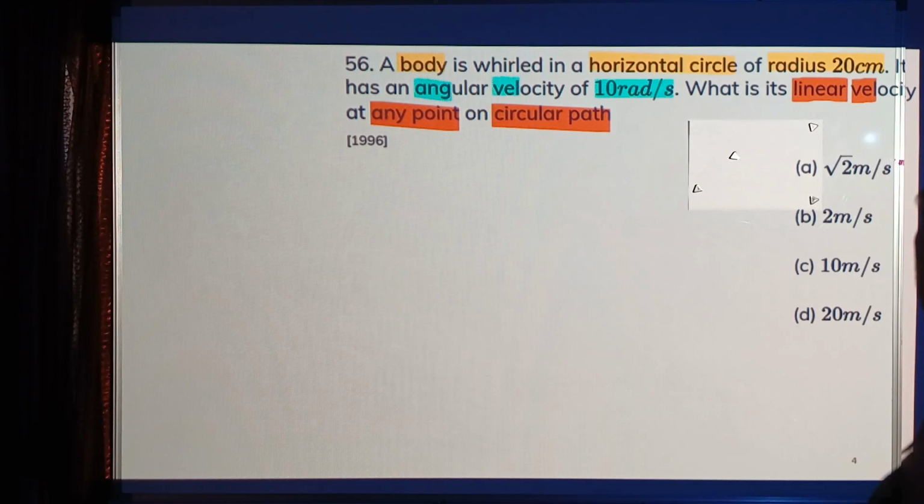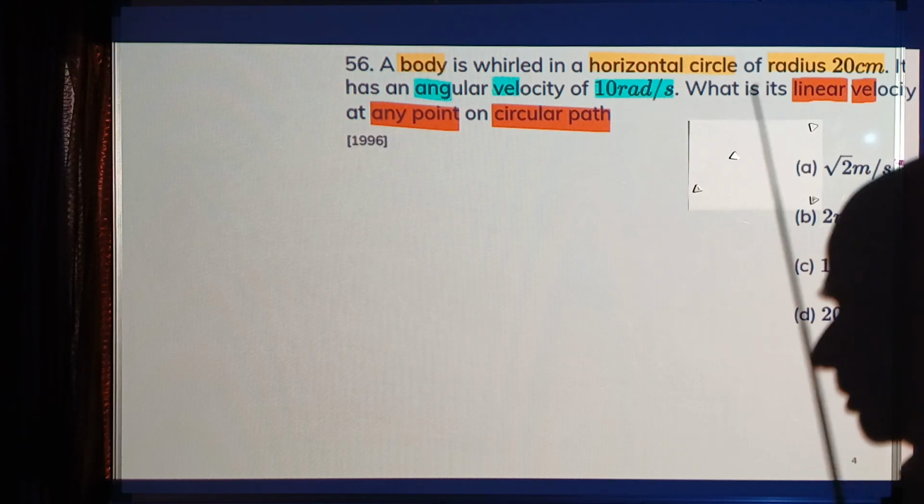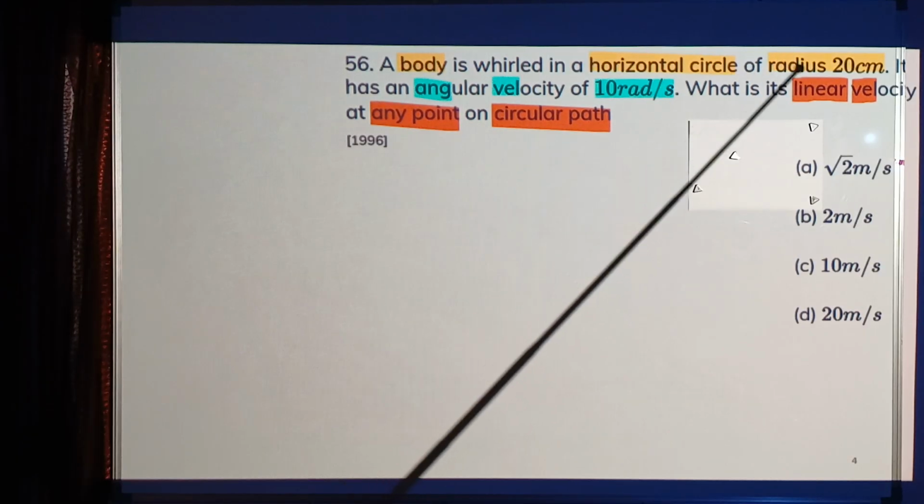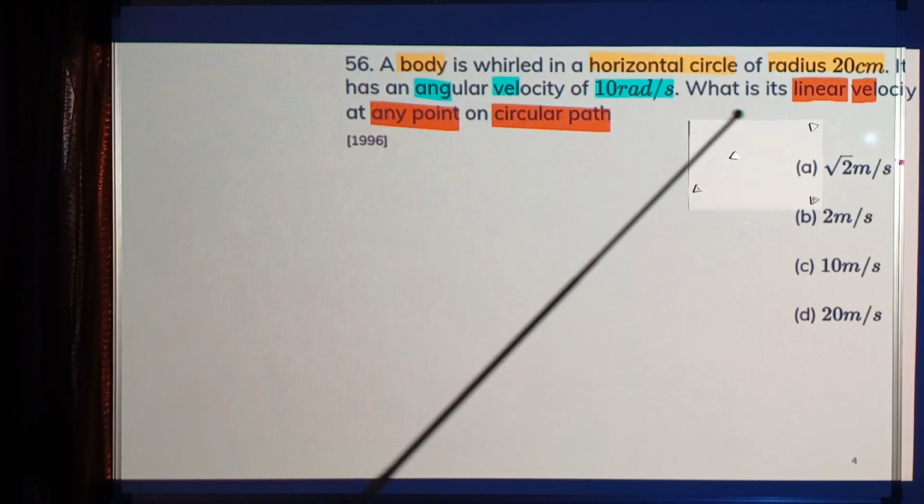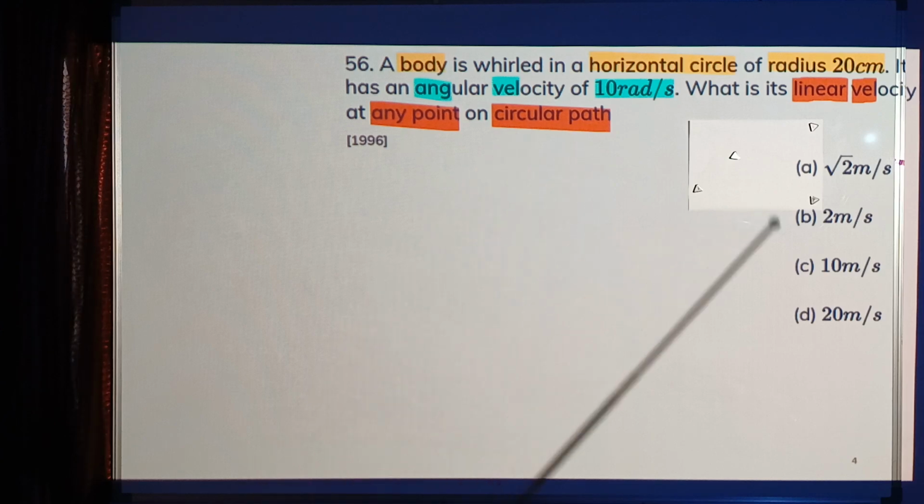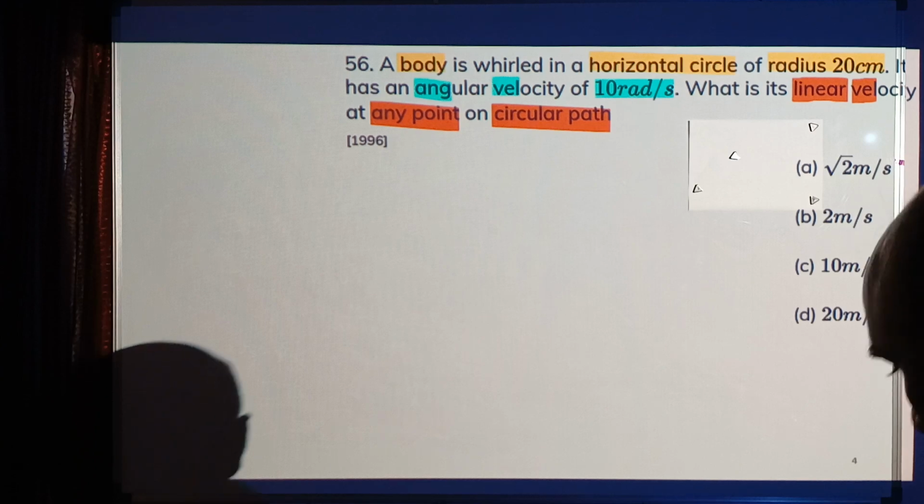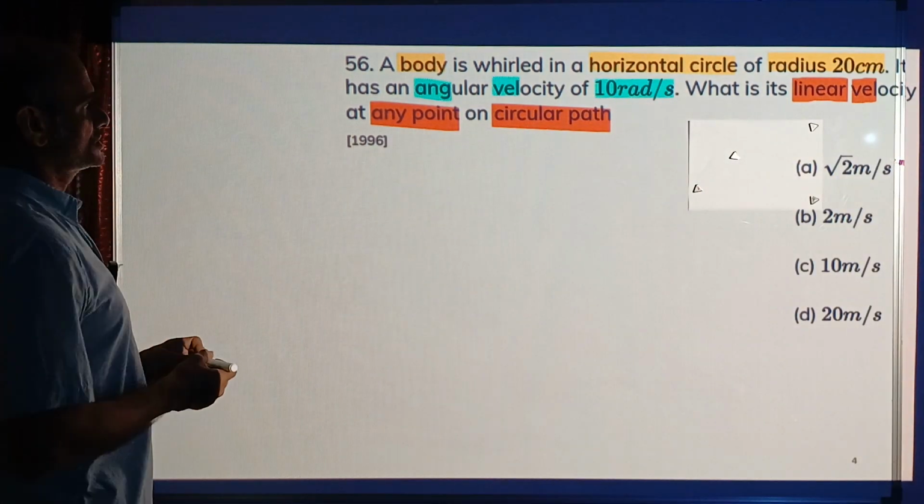A body whirled in a horizontal circle of radius 20 centimeter has an angular velocity 10 radian per second. What is its linear velocity at any point on the circular path? 4 options are given. This is a simple question. You can pause and attempt it.